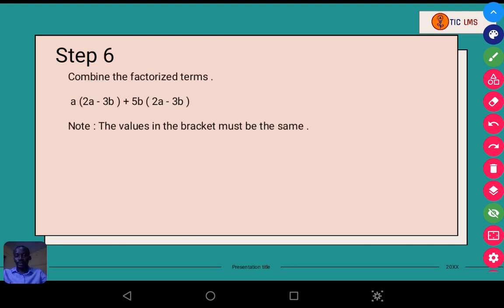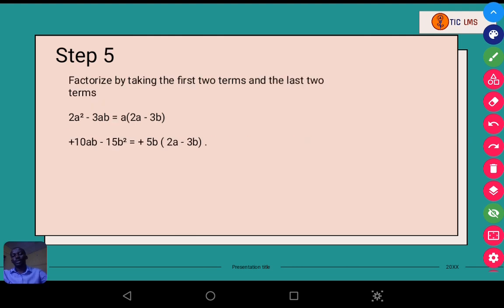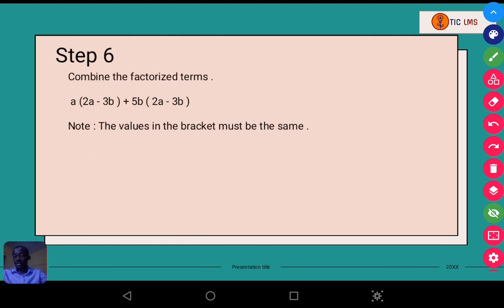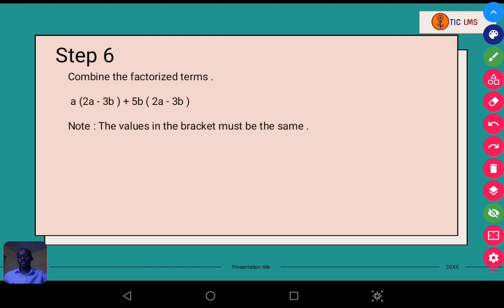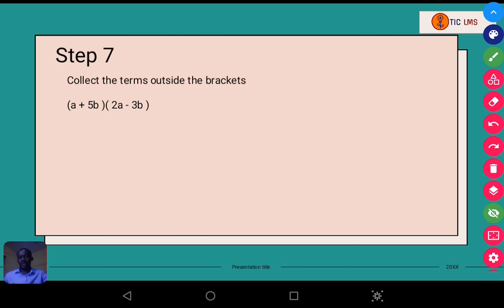It says combine the factorized terms. Meaning that the terms you got here, just combine them. That's all you need to do in step 6. Note the values in the brackets must be the same. Now step 7 says collect the terms outside the brackets. So what you have outside the brackets, from here you have a plus 5b, and these are inside the bracket, so you just pick one of the two. So that's exactly what you have here, a plus 5b, and then you have 2a minus 3b inside the bracket.